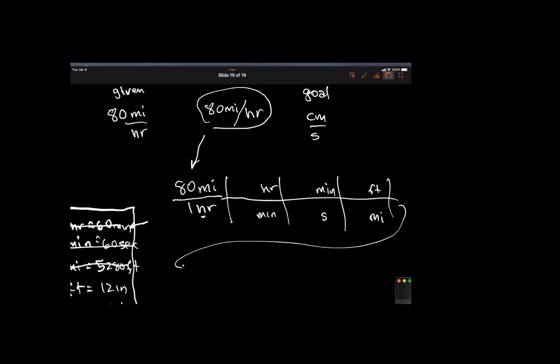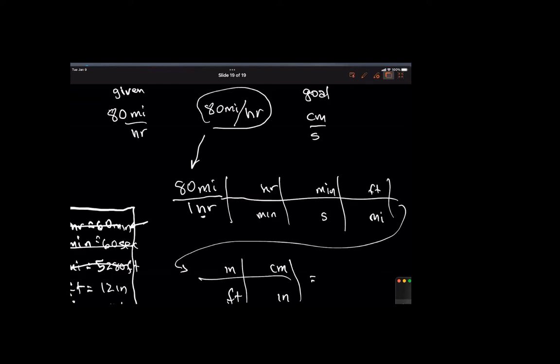I'm going to continue over here. Then feet on the bottom, inches on top, and then inches on the bottom, centimeters on top. So that's going to be my setup. That's the way I'm going to arrange this problem so that all the units cancel and I get my desired units of centimeters per second. All I've got to do now is put in the numbers.